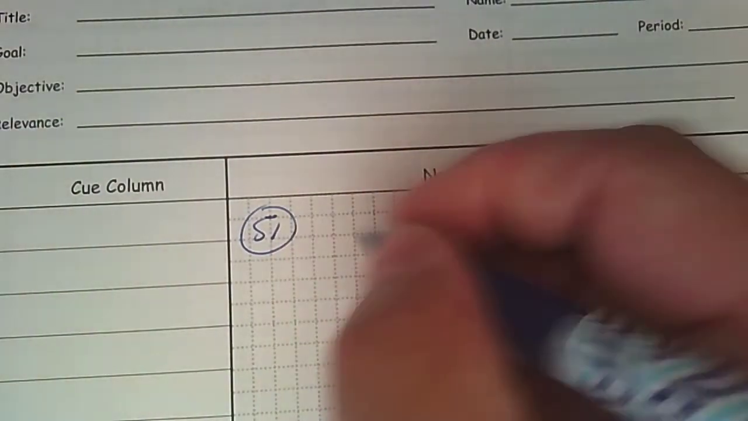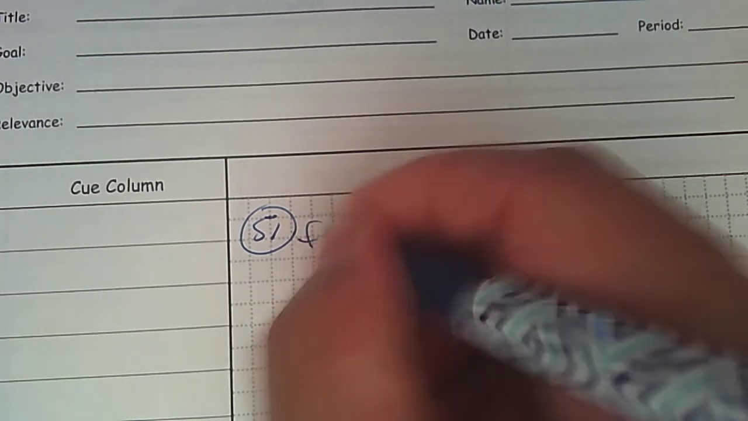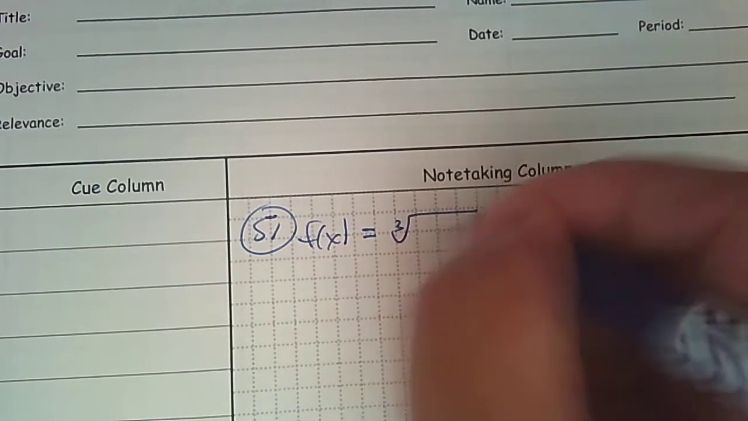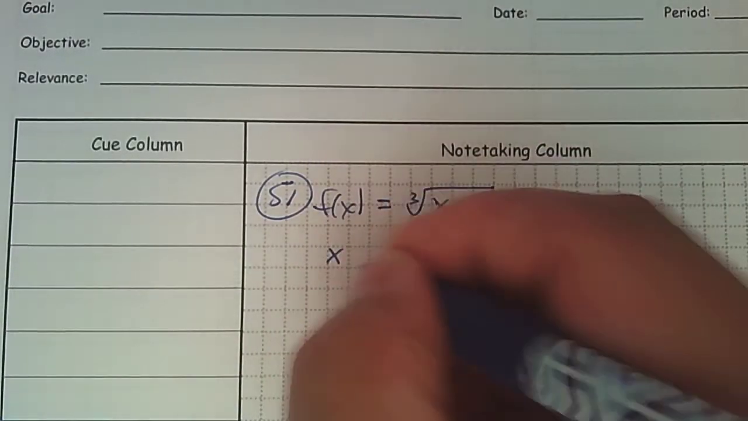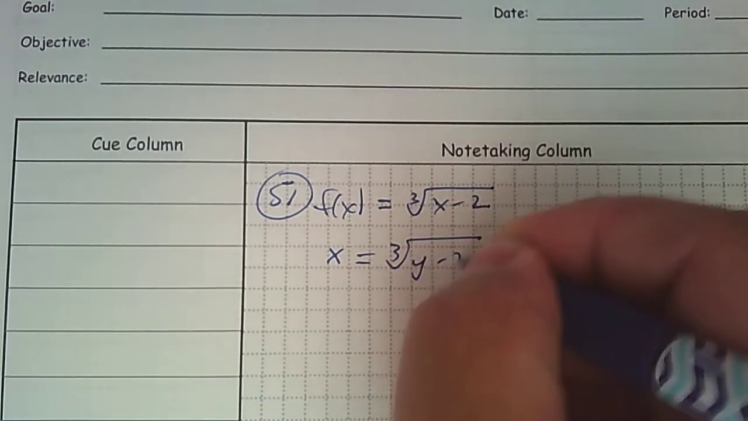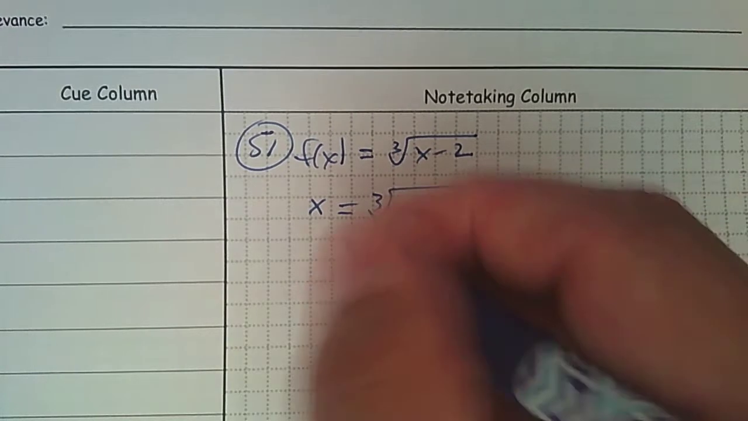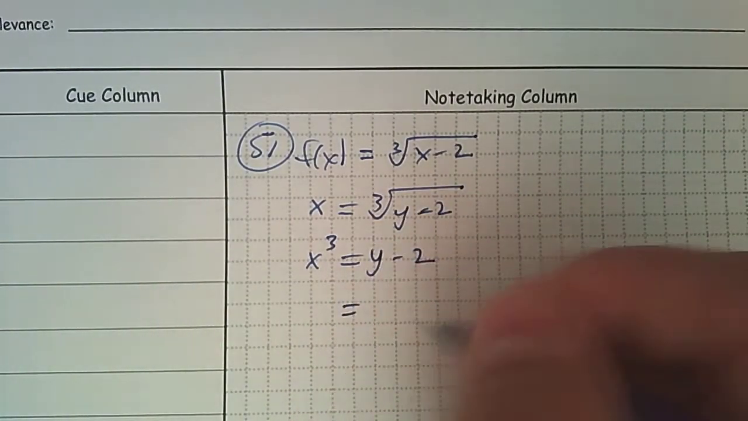In question number 51, find the inverse. A little bit of pre-cal math 3 kind of stuff. The cube root of x minus 2. To find the inverse of a function, x and y are switched, and then solve for y. So what's the inverse of cube root? It's cubing, so I cube both sides. And then to get y by itself, I add 2.